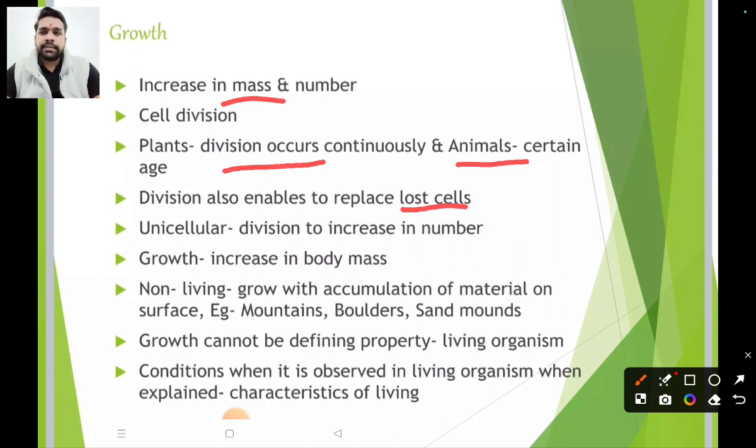Second thing, in simple words I can say growth means increase in body mass. If the mass of a living organism increases, it means it is showing growth. Now, you will be surprised to know that non-living things also show growth. Now you will ask, sir, how do they show growth? Growth with accumulation of material on its surface.